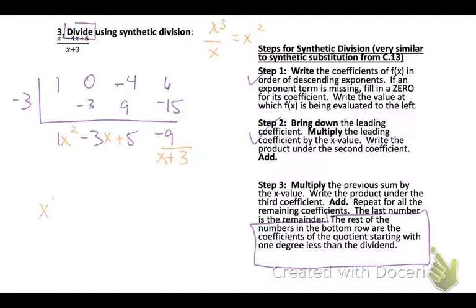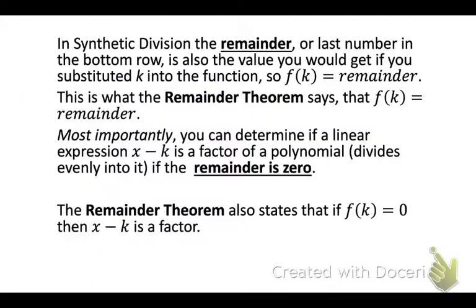So just rewriting that, x squared minus 3x plus 5 minus 9 over x plus 3. And you know it can also be written as x squared minus 3x plus 5 with a remainder of -9. So that's how we use the synthetic division process to give us a polynomial that's a quotient when we divide one polynomial by another.